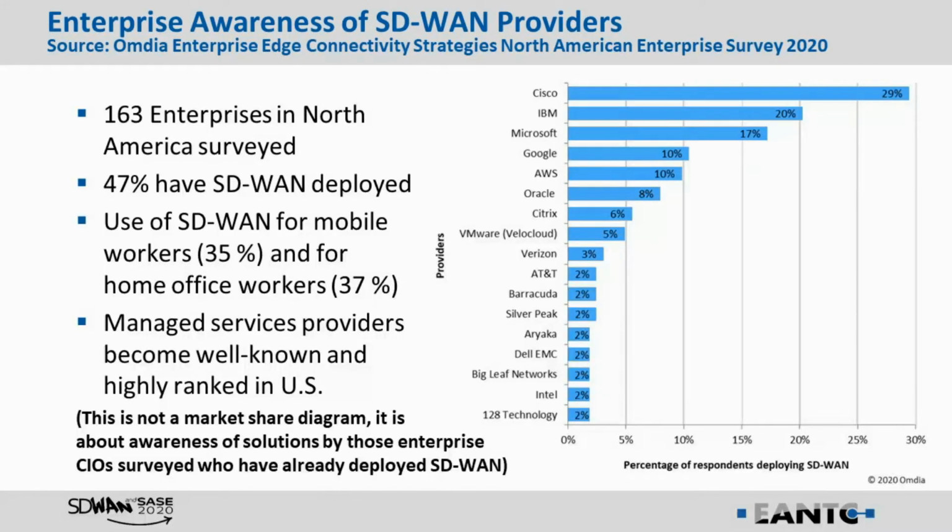So if we look at these responses from 163 enterprises, of which 47 already had SD-WAN deployed, and only responses from these 47%, so around 80 responses, were taken into account for the diagram on the right-hand side. If we look at this diagram, we see that Cisco has the highest awareness, matching the market share. But IBM, Microsoft, Google and AWS are the following entrants here.